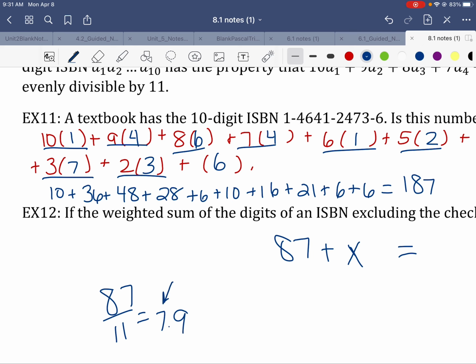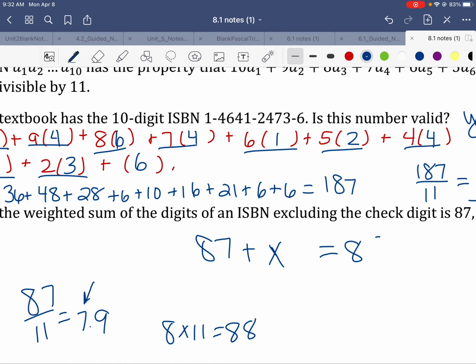Now, I know that it goes in at least 7 times. It's close to 8, so I'm going to use 8. So 8 times 11 should give me 88. So I want this whole thing to be 88 in order to be divisible by 11. If you feel more comfortable making a chart for all of the numbers divisible by 11, go for it. It's just as easy to take the number, divide, and then go up 1 from it. So in order to get from 87 to 88, I need a number 1. So X is going to equal 1, right? Because 87 plus 1 equals 88.